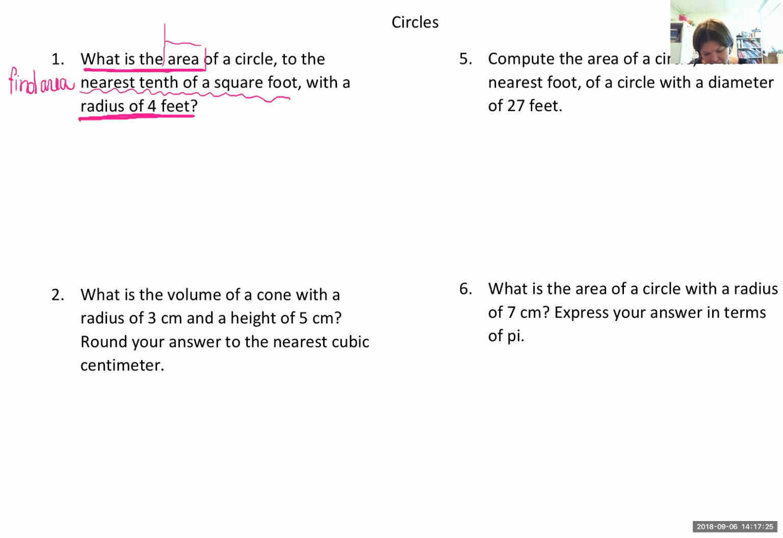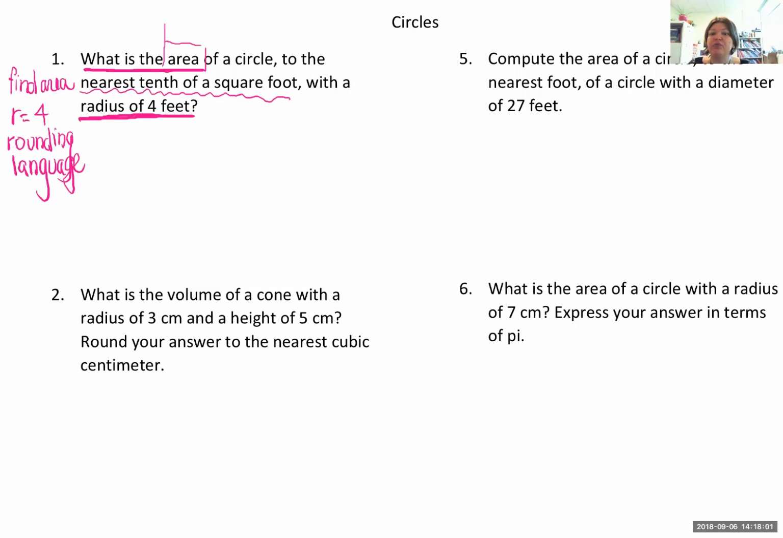They gave me radius. And this phrase, the nearest tenth of a square foot, is rounding language. It says to the nearest tenth of a square foot. You just got permission to round. Does that make sense? Yeah, exactly. And so the second I see that language, I know it's acceptable to use approximation for pi. I've been told to round anyway. Why don't I just use an approximation then? Okay. And so that is what I'll do.